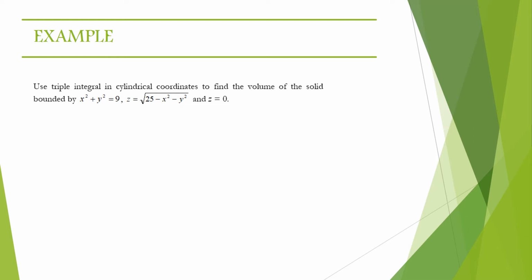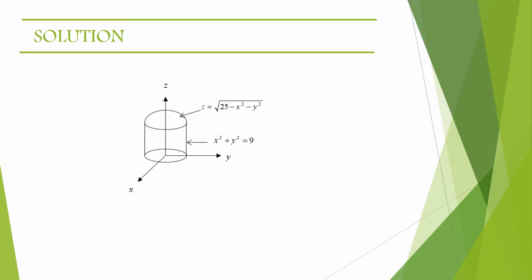Look at our example. Use triple integral in cylindrical coordinates to find the volume of the solid bounded by these three equations. So we have to sketch. The top here is the graph of the surface z equals square root of 25 minus x squared minus y squared.